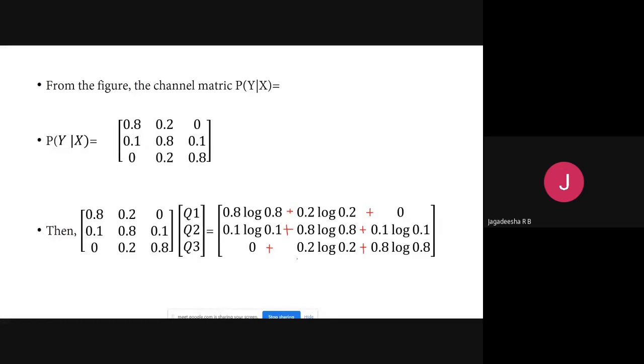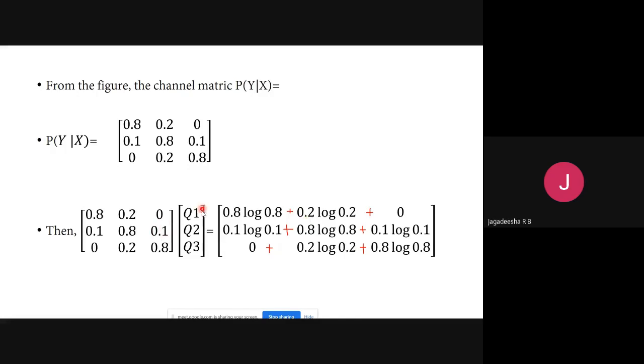Okay, so here basically I'm writing this here, 0.8 log 0.8, 0.2 log 0.2 and 0. The second row is represented here, 0.1 log 0.1. The third row, 0.2 log 0.2 and 0.8 log 0.8, that is written here. So if we can find out the sum of this for the first row, the second row, and the third row, we get a simple matrix here. Three rows and one column matrix.